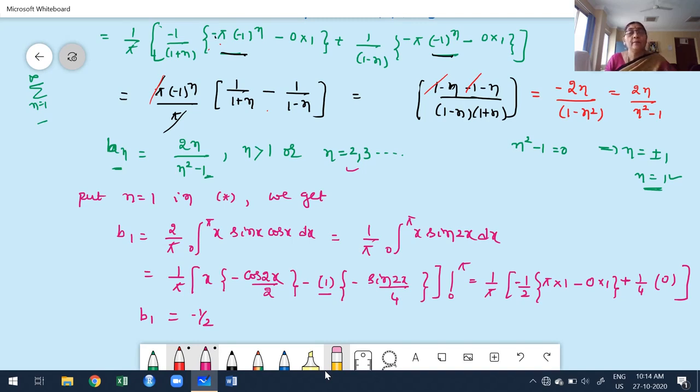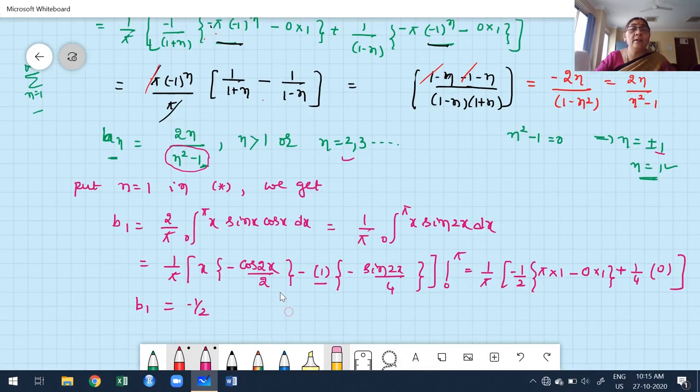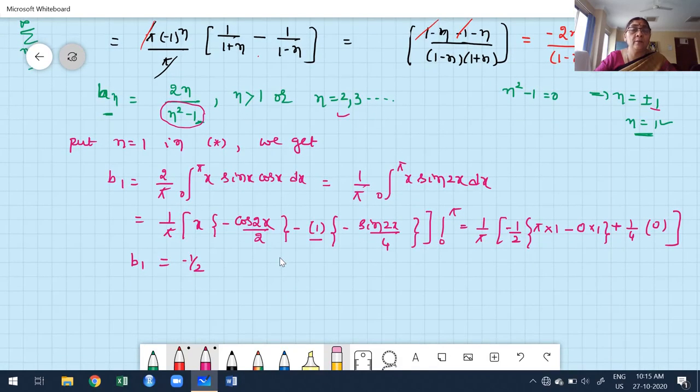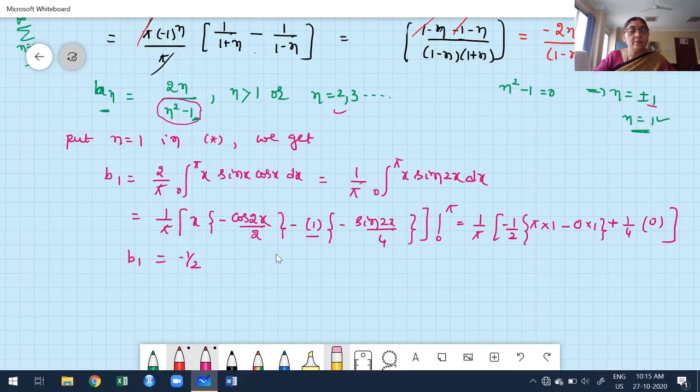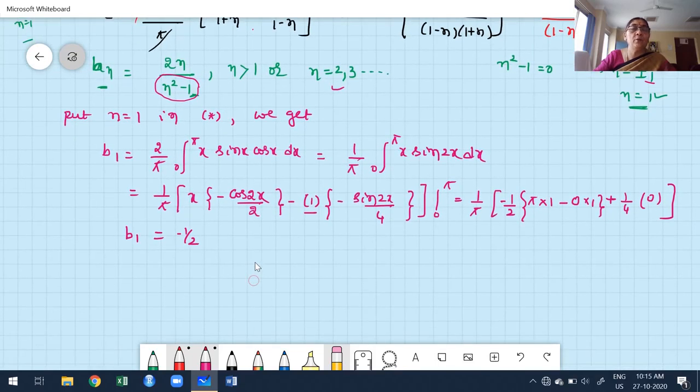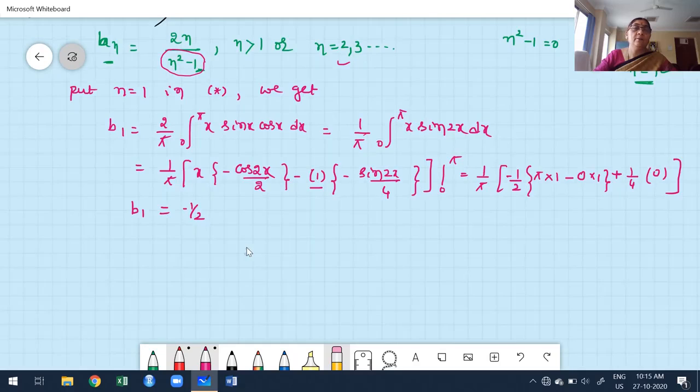How can you know for what value of n the formula is not true? Once you get bn or an, pick the denominator quantity, equate it to 0, and simplify; we get two values. I am neglecting the negative one because the summation starts from 1 to infinity. But in this one we get infinity, so you can't treat b1 as infinity. I have to find that value from the corresponding formula. Put that value of n in the formula, simplify, integrate carefully, apply the upper and lower limits. Definitely we get some finite value.